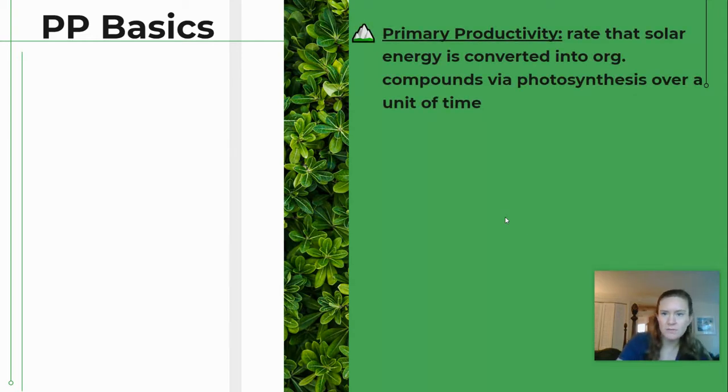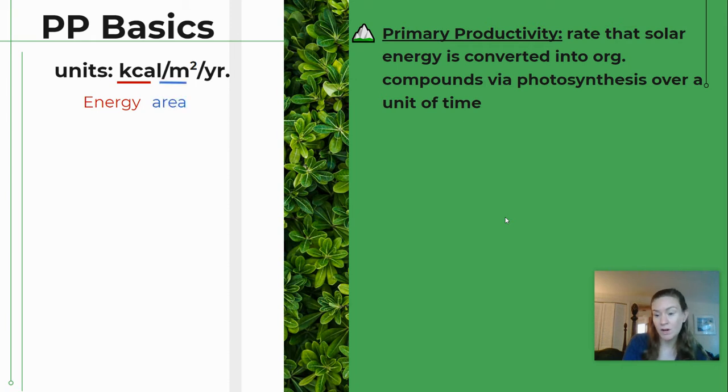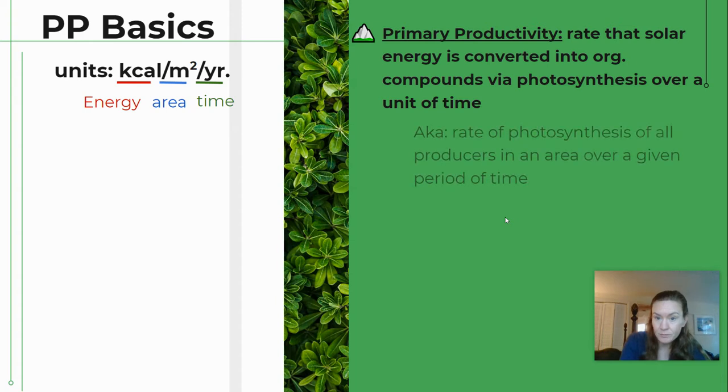The primary productivity basis. So what is primary productivity? You know that producers are plants and they are capable of photosynthesis. So primary productivity is the rate that solar energy is converted into organic compounds via photosynthesis over a unit of time. The units are kilocalories per meter squared per year. So kilocalories, that's the energy that's produced. Meter squared is the area. And then you have time.